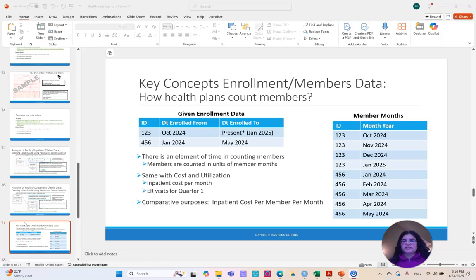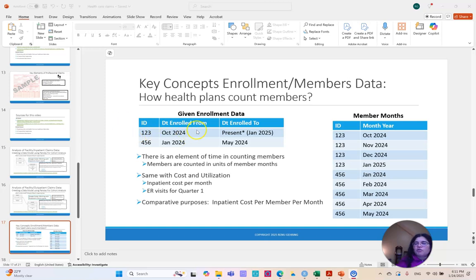So the first concept is, well, how do health plans count members? In our very simplistic example, we've got two people, ID 123 and 456. ID 123 was enrolled from October 2024, and they are still enrolled as of January 2025. And 456 was enrolled in January 2024, and they left, had a change of job, and went to another health plan in May. So this might be what enrollment data looks like, right?